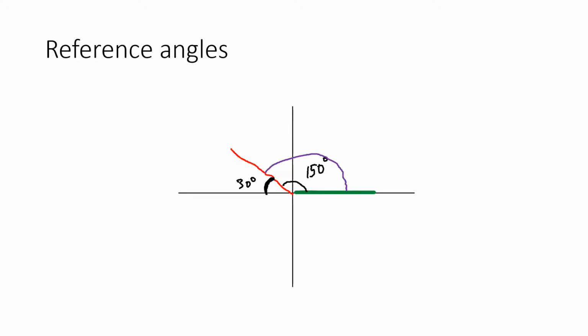So think about how we got there. We know that the full distance from here to here is 180 degrees. But if all we did was go from here to here, we only went 150 degrees. That means that we have another 30 to go. In other words, with our angle in quadrant 2, we said that we took 180 and subtracted our angle to get our reference angle.